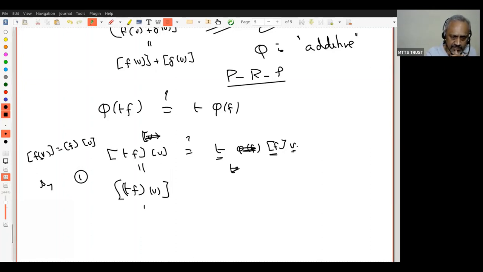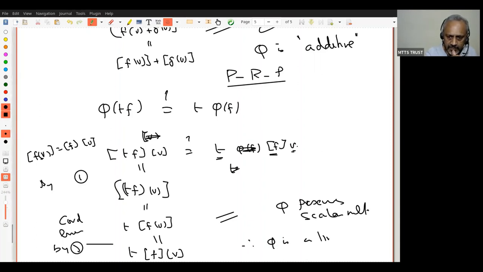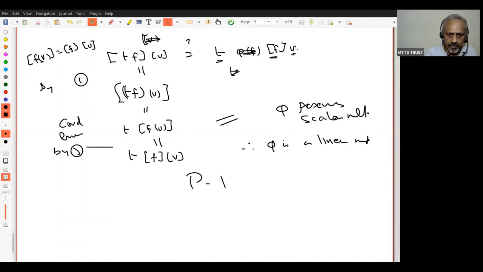But what is this by definition? Now remember, the coordinate map is a linear map. Therefore, this is the same as T times F of V. But again by 1, this is T times F into V. This is by 1. Therefore, these two are equal. Therefore, phi preserves scalar multiplication. Therefore, phi is a linear map. Okay. Pause, review, and proceed.